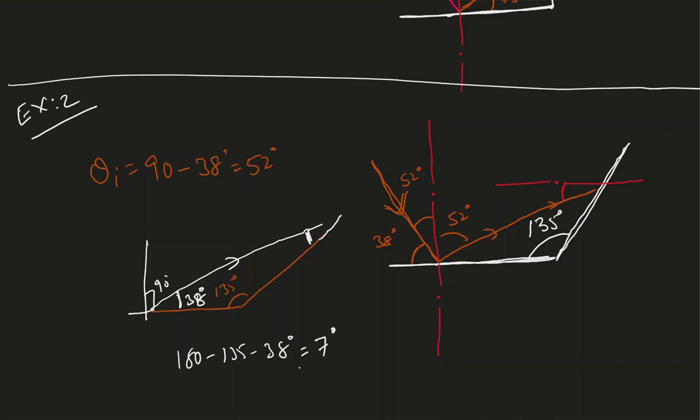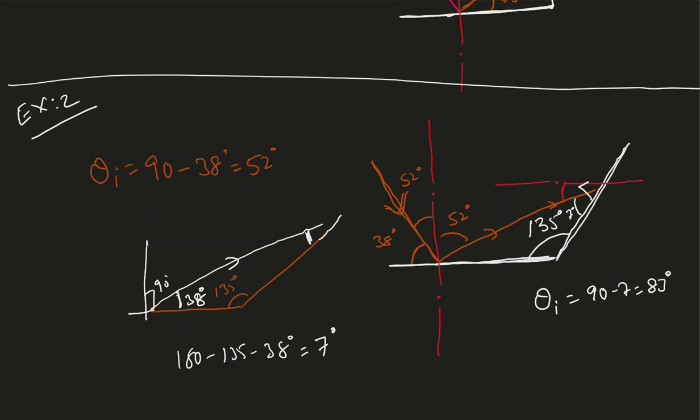135 plus 38 is 173. 180 minus 173 will give me 7 degrees. So the angle here must be 7 degrees. Okay, now what is the angle of incidence with the second mirror? We know this angle must be 90 degrees. Out of 90, 7 is gone, so it must be 90 minus 7, which is 83 degrees.